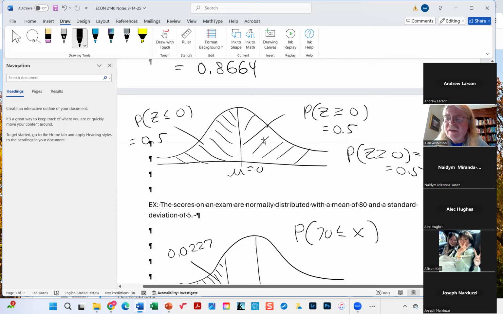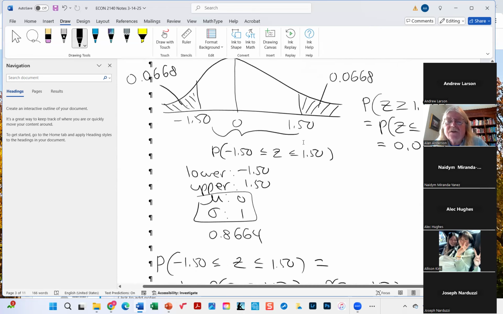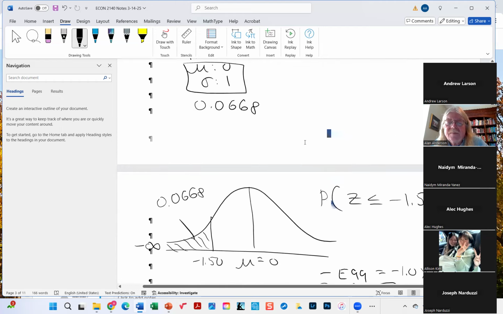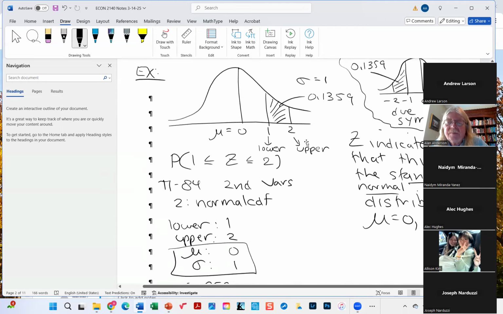Okay, so if you get all three of those, well, actually it's two, the symmetry and the fact that the area under the curve adds up to 1, you really will have a lot of key insights into how this normal distribution works. And it's only going to help you solve for these problems.